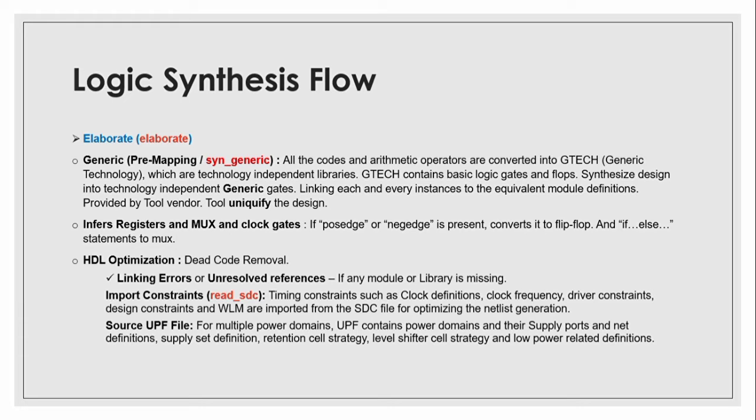The SDC file, as we know, has the timing constraints such as clock definitions, clock frequency, clock period. From the clock period, we get the clock frequency information. It also has driver constraints, design constraints like max transition, max capacitance, then WLM information. All these will be imported from the SDC file to optimize the netlist.